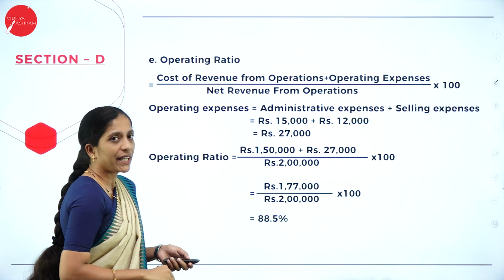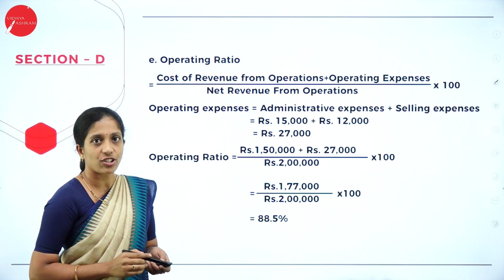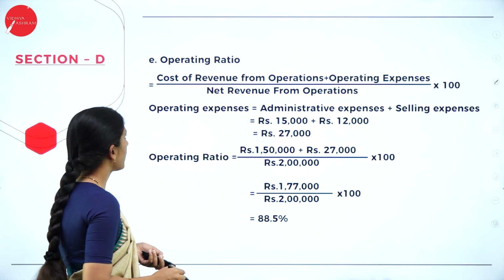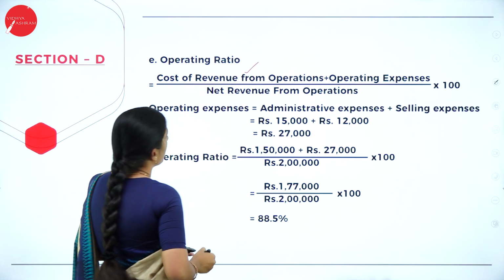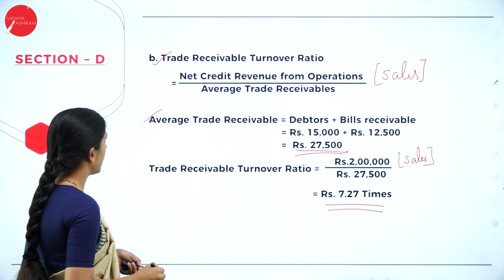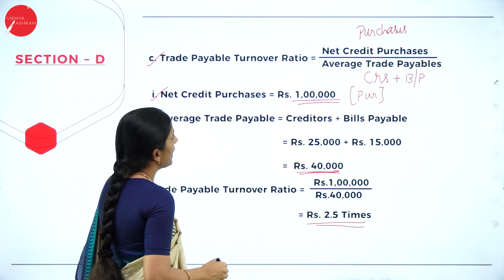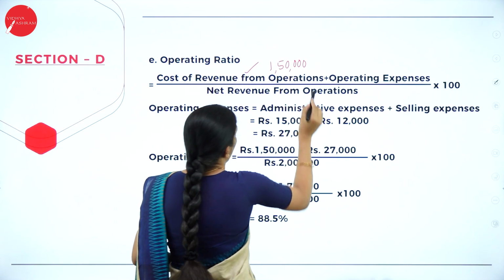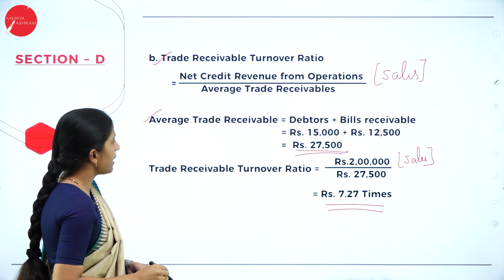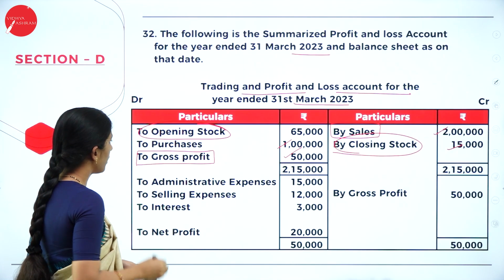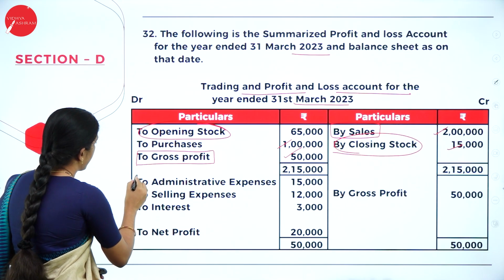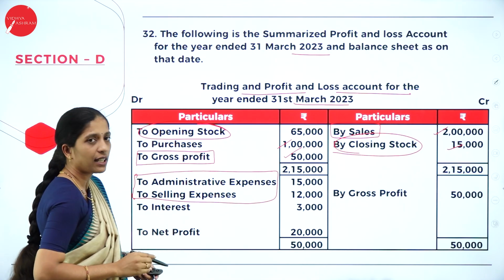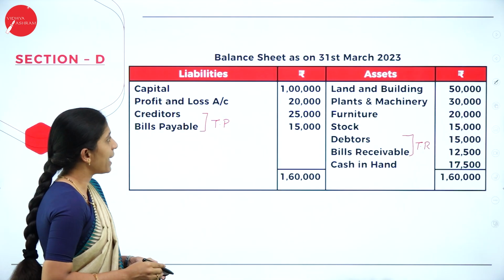Moving on to the next one, operating ratio. Your formula is cost of revenue from operations plus operating expenses divided by net revenue from operations into 100. Now, what is this cost of revenue from operations? Already we have calculated it, so cost of revenue from operations is 1,50,000. So this is 1,50,000 plus operating expenses. In the trading account, we have operating expenses like administrative and selling expenses. So these two are considered as operating expenses, 15,000 plus 12,000.